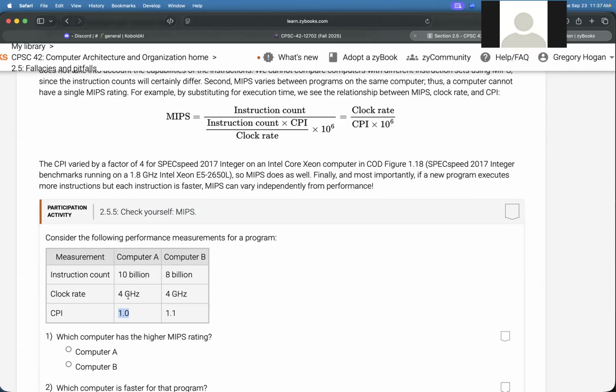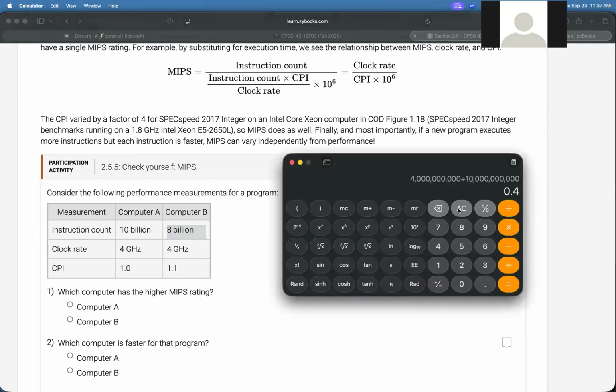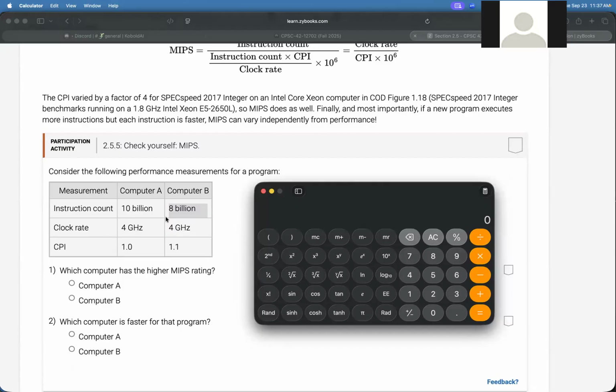because MIPS is just millions of instructions per second. So how many instructions we're running, 10 billion or 8 billion, that doesn't matter in terms of the MIPS rating. Whichever one's faster is going to be whichever one can do it in. Well, we can answer that question when we get to it. But yeah, so let's start over here.